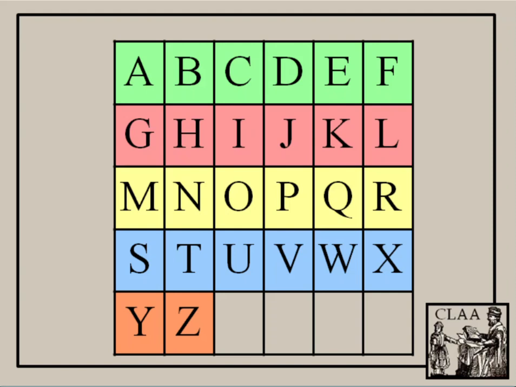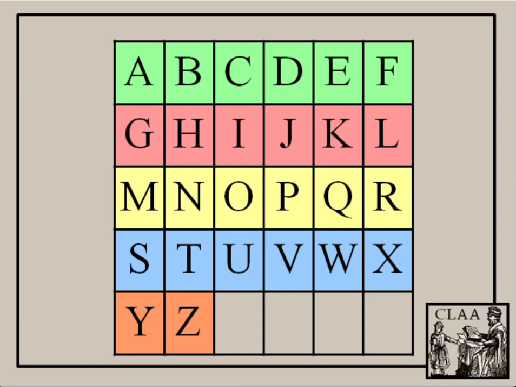We'll start up at the top in the green row with the letter A. Find the letter A and point to each letter as we name it. Let's begin. A, B, C, D, E, F. Now go down to the red row. G, H, I, J, K, L.